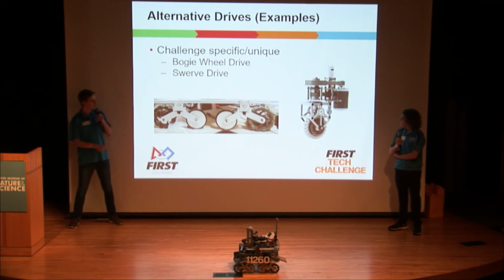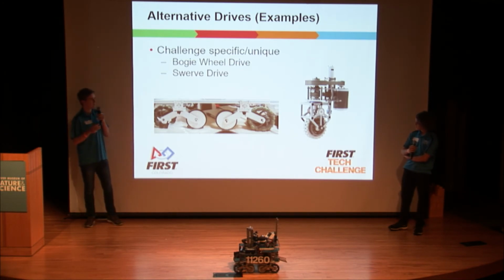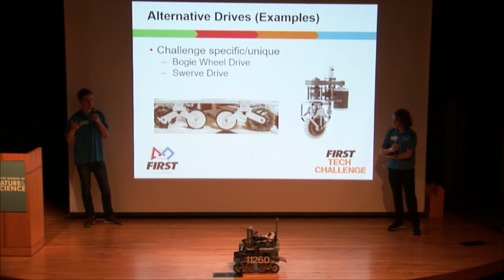Yeah, and for our bogie wheel base last year, we had 8 wheels total, 4 on each side, and each pair of wheels was connected by a V bracket, and the pivot point was at the top. So the wheels can move up and down independently of moving the robot up and down.